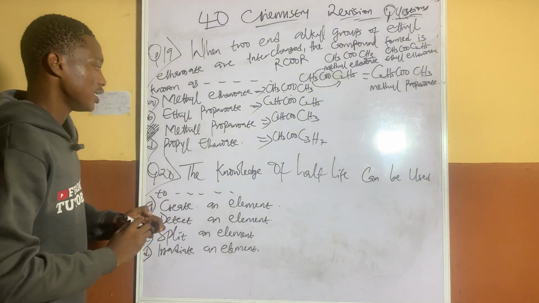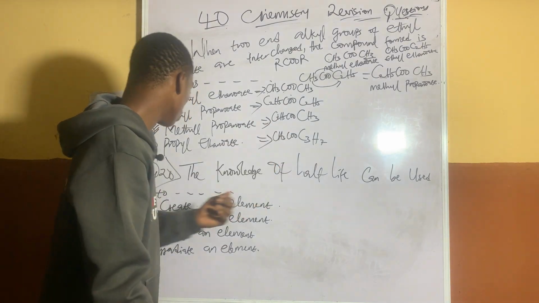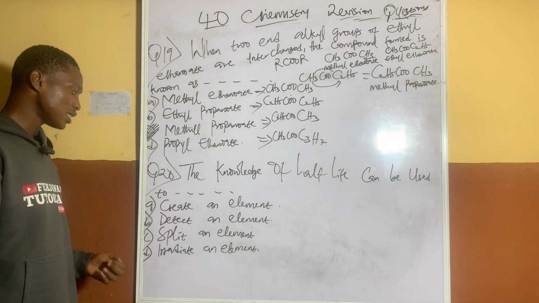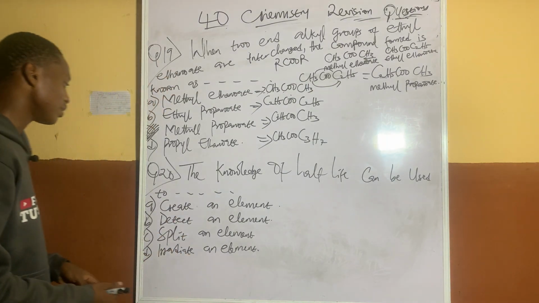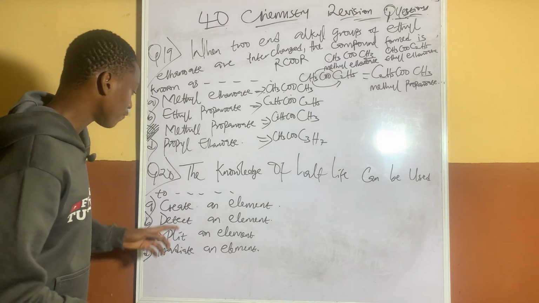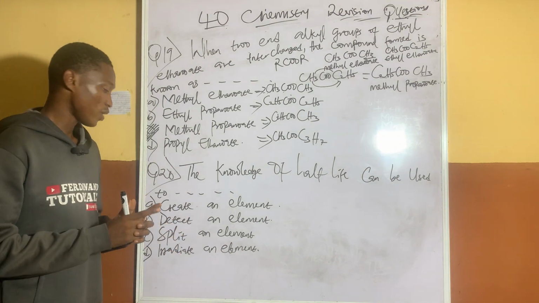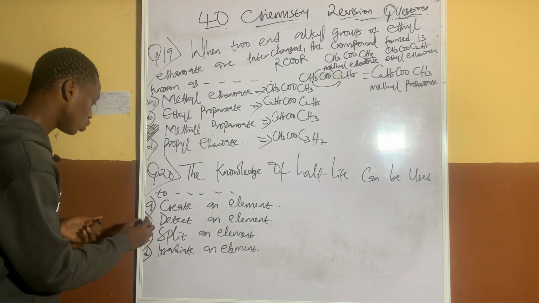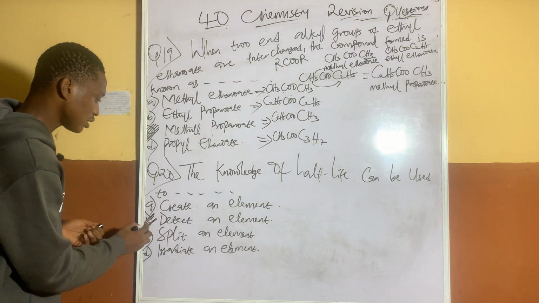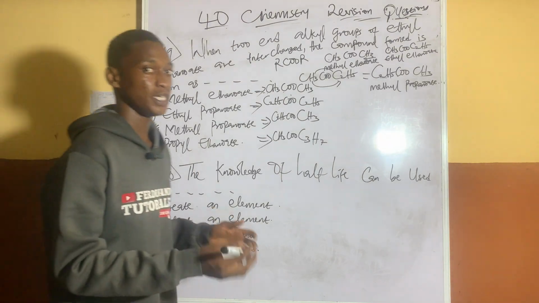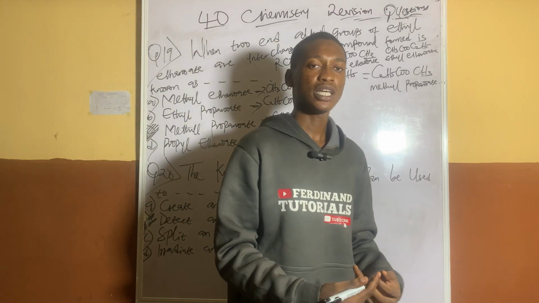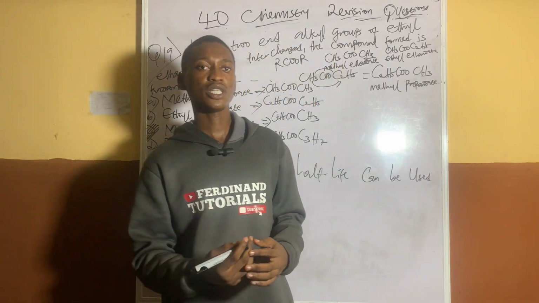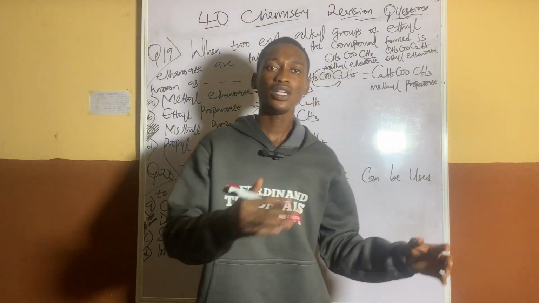Question 20. It says the knowledge of half-life can be used to create an element, detect an element, split an element, irradiate an element. Now, we do not use the knowledge of half-life to create an element. We rather use the knowledge of half-life to do what? To detect an element. We don't use knowledge of half-life to split. We use it to detect an element. That is why many questions in our chemistry usually say, calculate the half-life.